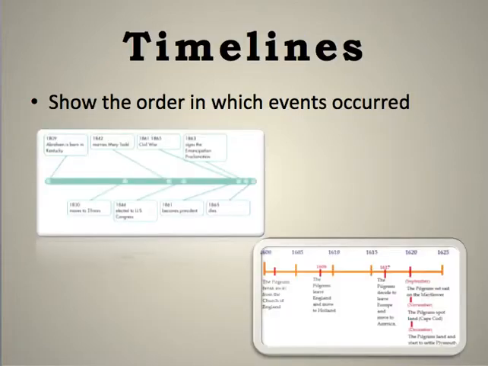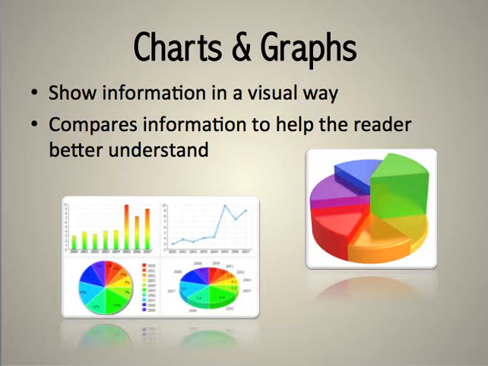Then we have timelines. Timelines really help us as a reader understand when events happen compared to other events. Another text feature is charts and graphs. These are wonderful when we're learning about math or science or something that has percentages and we want to compare them. The graph does it for us, and so do charts. They can help us compare information and give us a more visual way of learning about the information that the text is giving us.